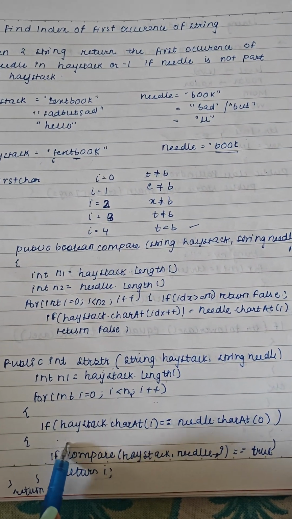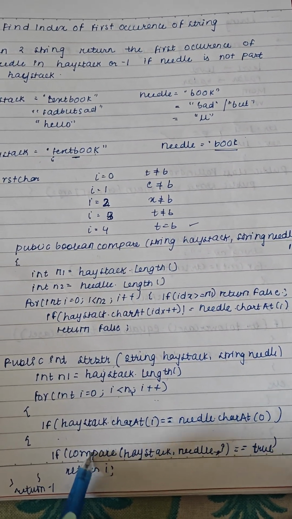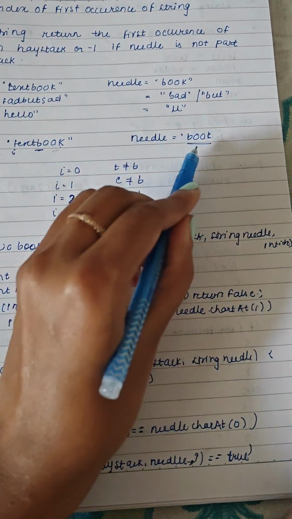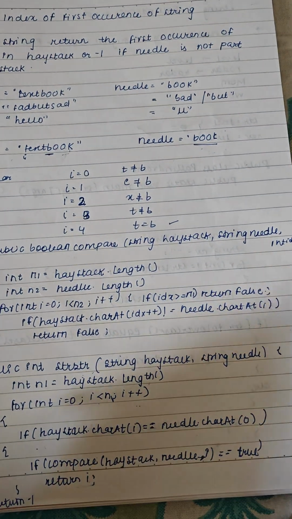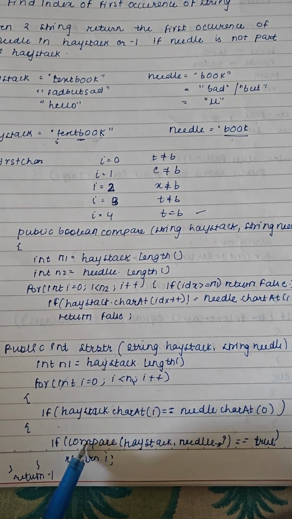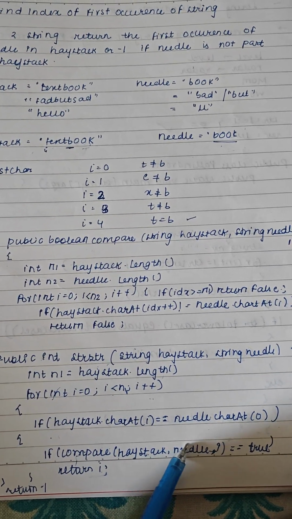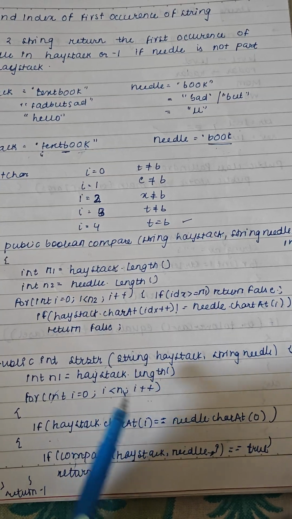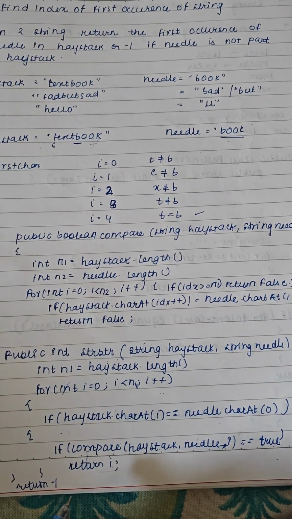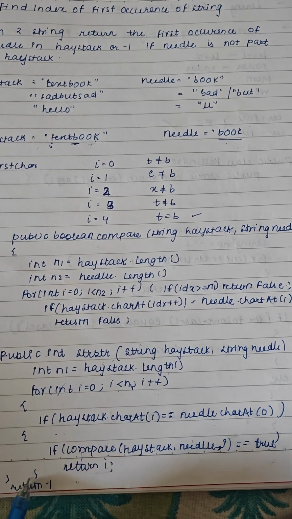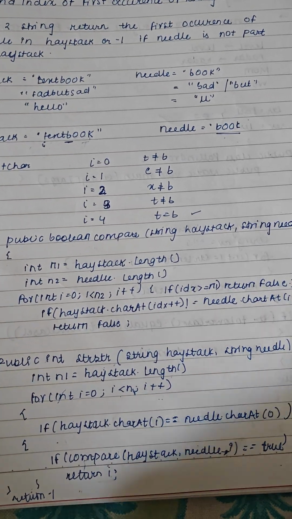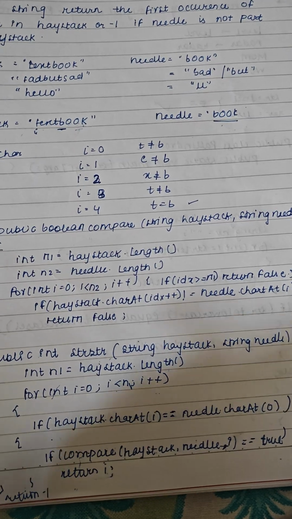There again we'll write the compare function. This compare function is used to compare the next part, like next characters, book equal to book. The compare function will take haystack, needle and the I value, that is 4. If we get true, then it will return I, that is the index, and if it is not, it will return -1, which means needle does not exist in the haystack. So now this is the part.